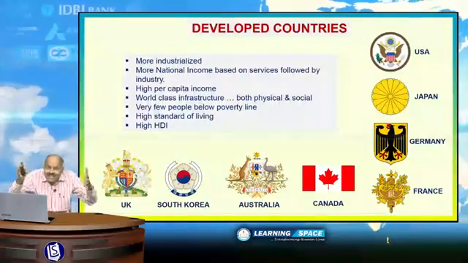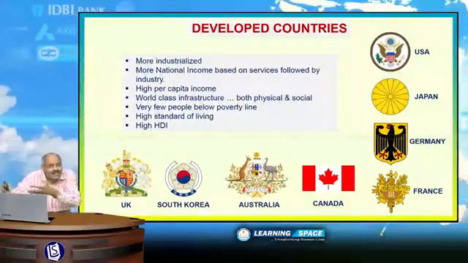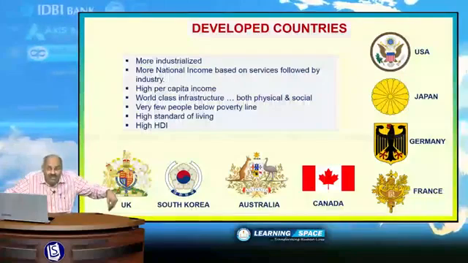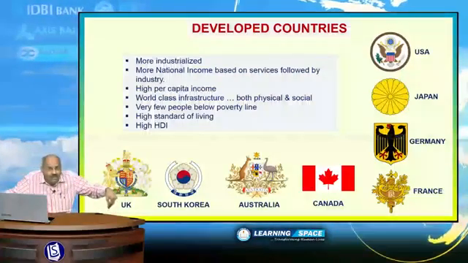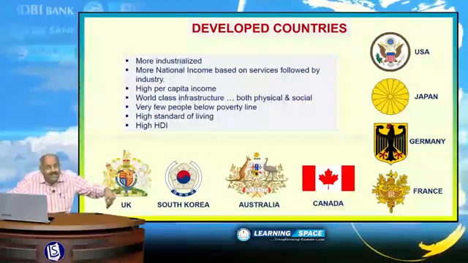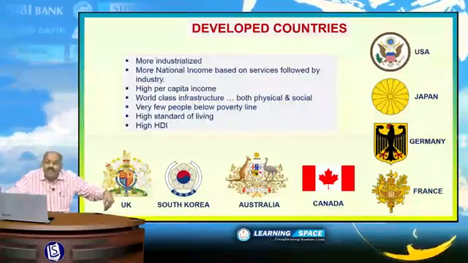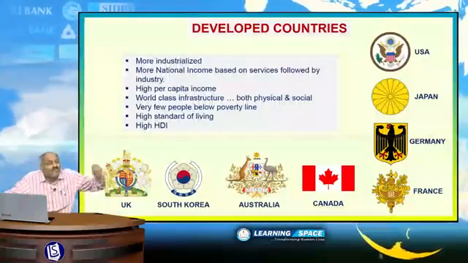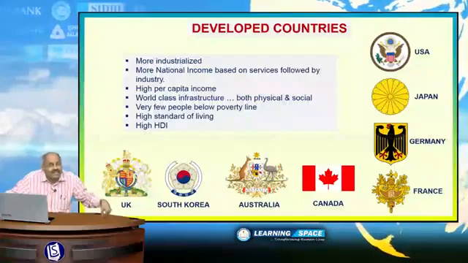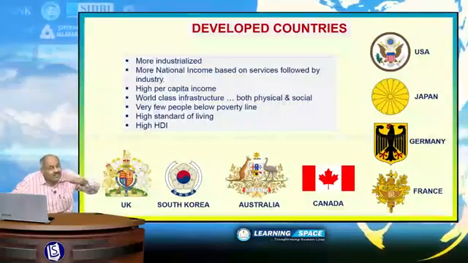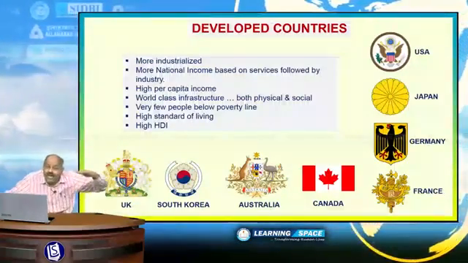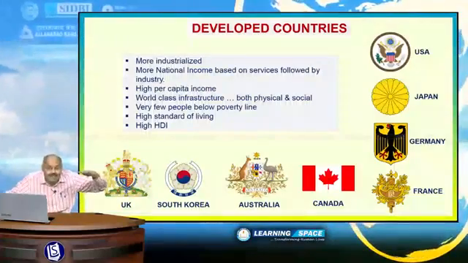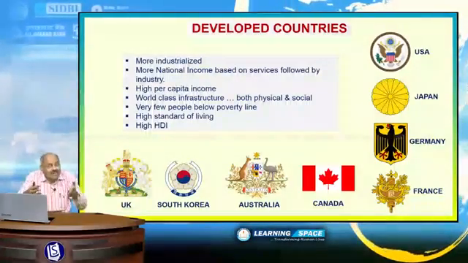So, these are the traits predominantly of developed countries. Very few people are below the poverty line. Poverty and hunger are normally not there in developed countries. If at all it is there, very few people are below the poverty line. Then there is a high standard of living and a high human development index. These are the traits of developed countries.